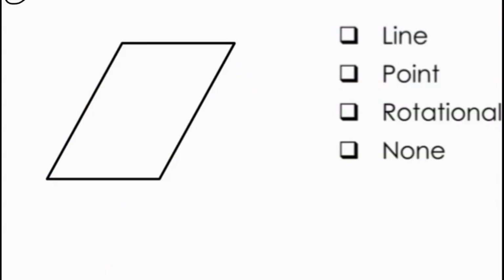All right, line symmetry. Let's check this one. Okay, if I draw a line straight through here, it will not fold perfectly onto itself. Draw a line this way, it does not fold perfectly into itself. Crossways, it wouldn't fold perfectly into itself, so it does not have line symmetry.